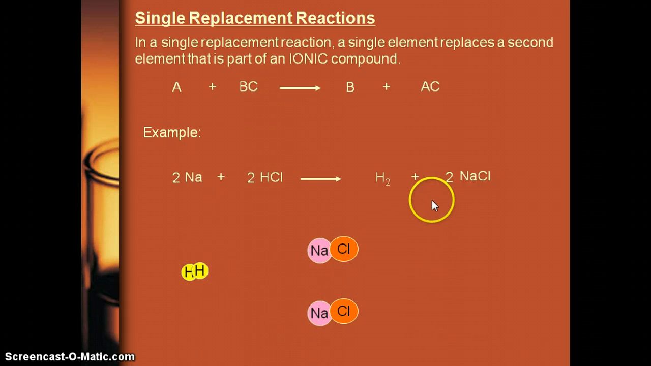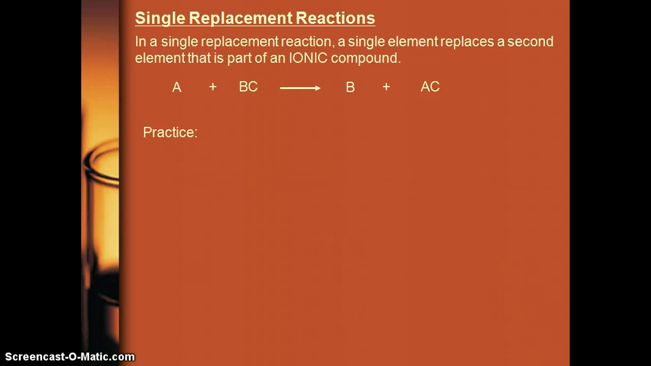on the product side, these sodiums have come in and replaced the hydrogens, and we end up with hydrogen gas. So H2 and then 2 NaCl. So the balanced equation shown in animation form, you can rewind that if you need to see it again. But basically what we're seeing is we're just seeing one element come in and replace another.